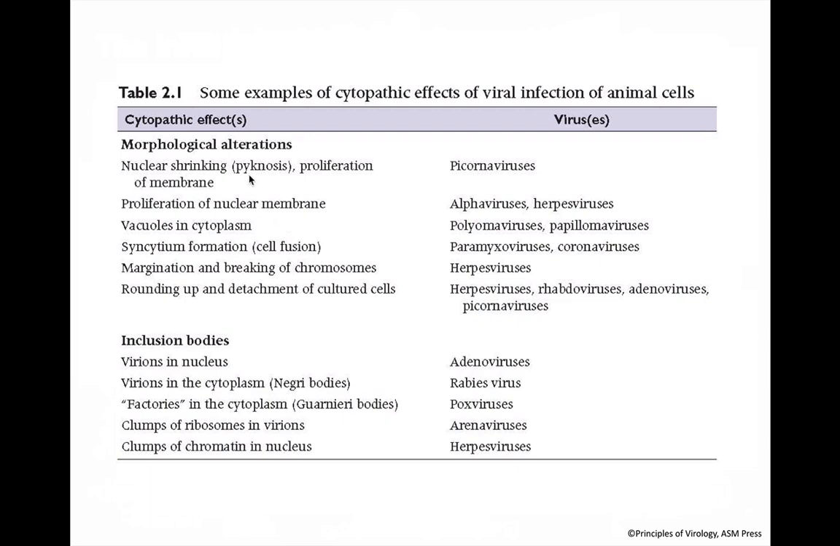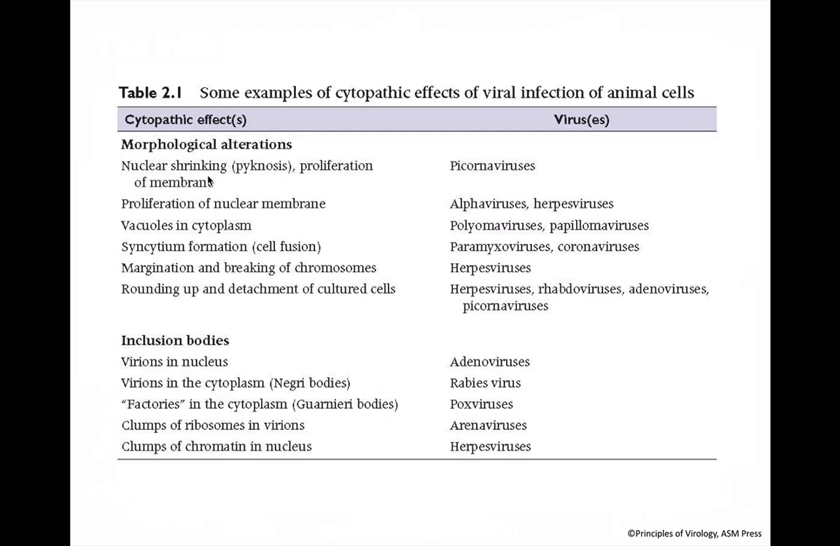Here's a list of many different kinds of cytopathic effects that we see in animal cells infected with different viruses. So the effect is shown on the left, and the virus is shown on the right. And I show this to you just to give you an example of the wide range of alterations that can happen. For example, we have one class called morphological alterations.